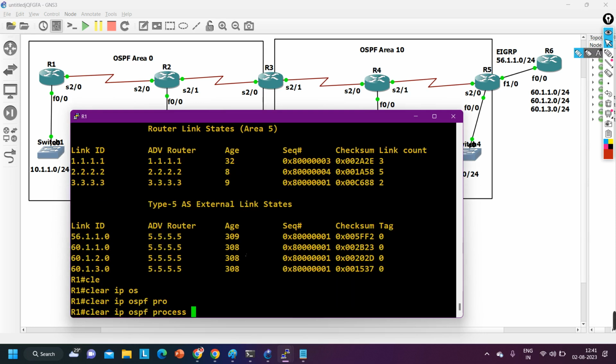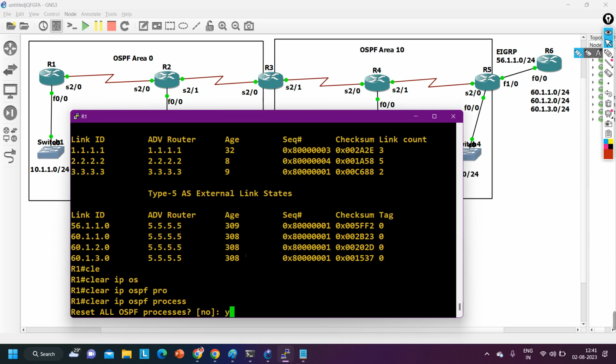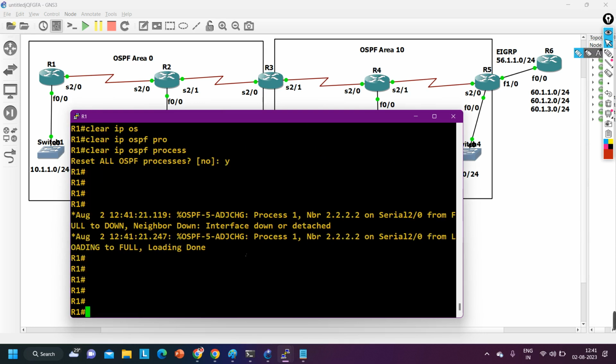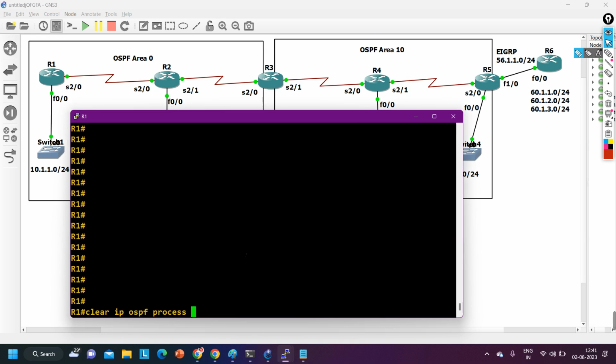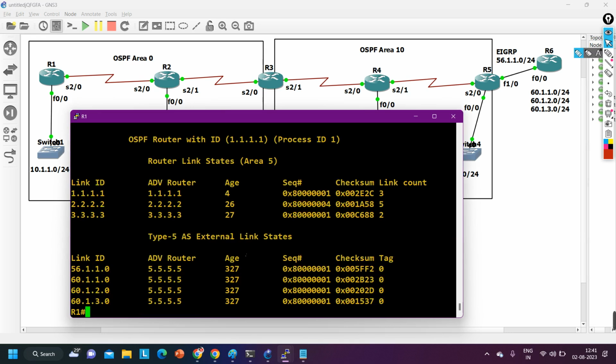Clear IP OSPF process. So show IP OSPF database. Now you can see I don't have any prefix of area 10. Yes or no? I don't have any prefix of area 10 here because now I don't have an ABR router. So then what do we have to do to connect?